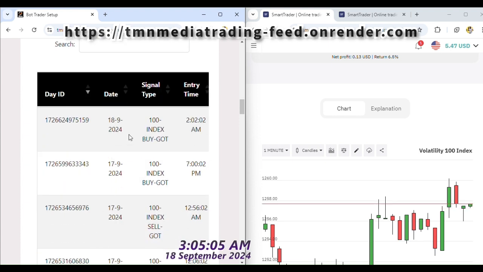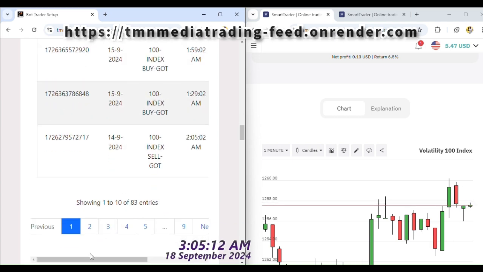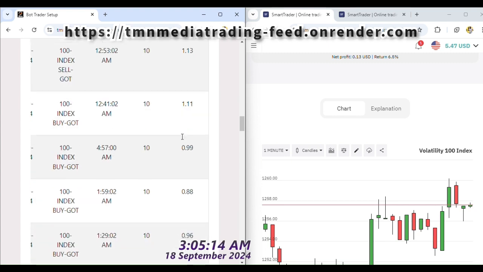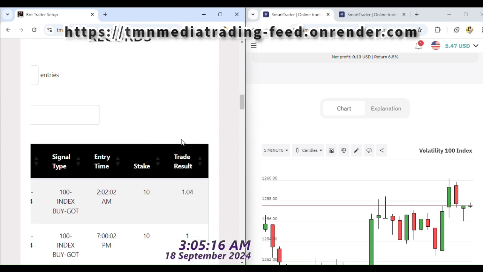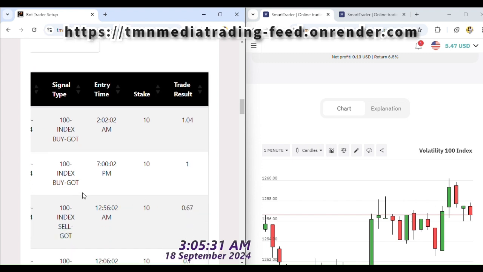And remember, it won the trade. Okay, 202. You can see the 202 here. Sorry, I'm sharing the screen. You can see 202 is taking $10 and it has won the trade. This one was for yesterday's, and it won the trade.